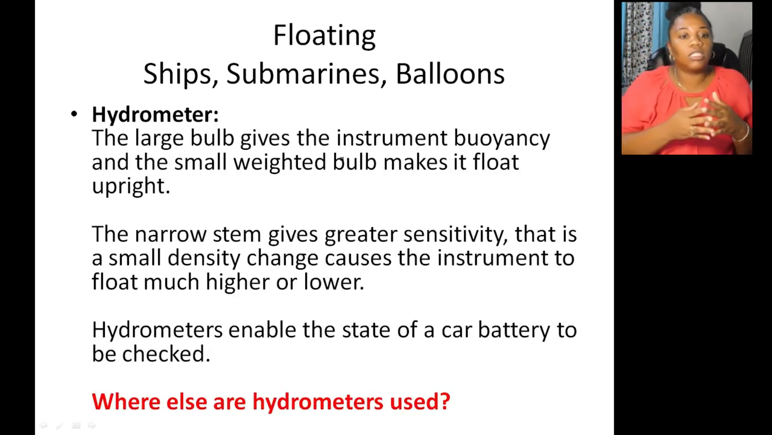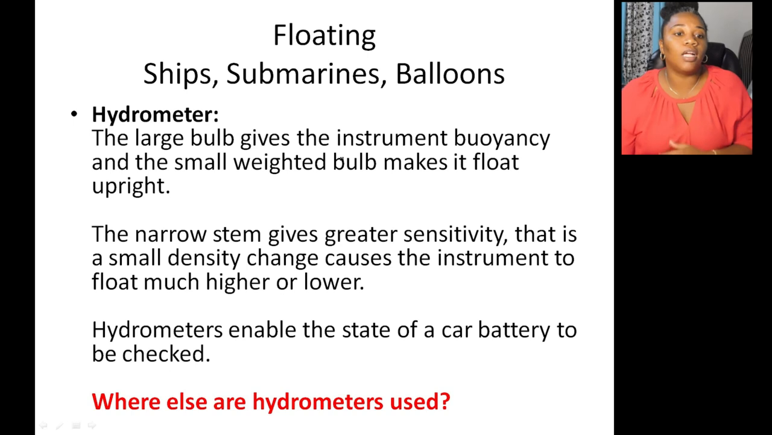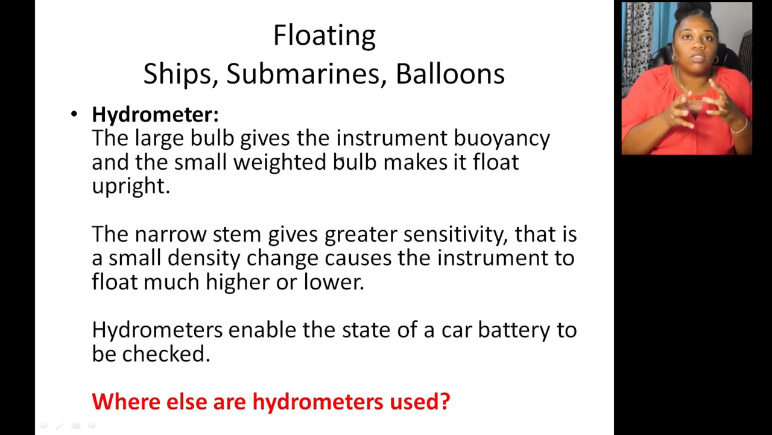A hydrometer, this is another example. This is the hydrometer again. So the large bulb gives the instrument buoyancy, and the small weighted bulb makes it float upright. And the narrow stem increases the sensitivity, that is, a small density change causes the instrument to float much higher or lower. So the thinner the stem, the more sensitive it is. So once you have a very thin stemmed hydrometer, you know you have a very sensitive instrument, right? So there's very little room for error when it comes to measuring. You have to be careful when you use it.